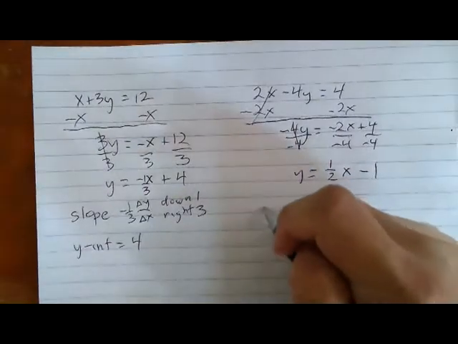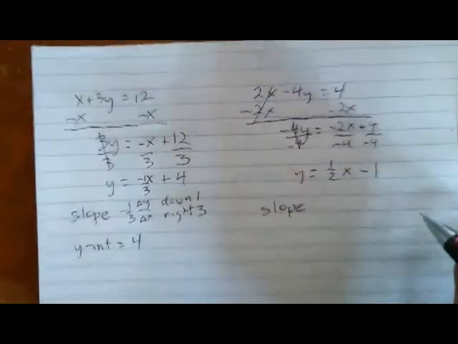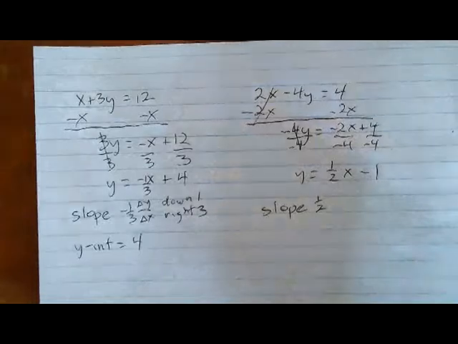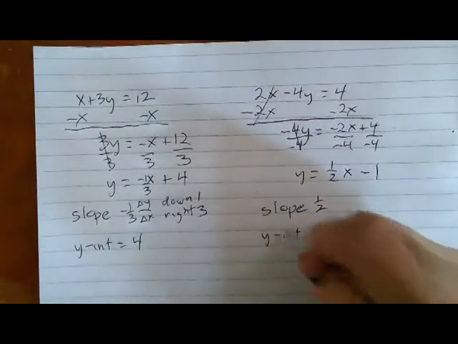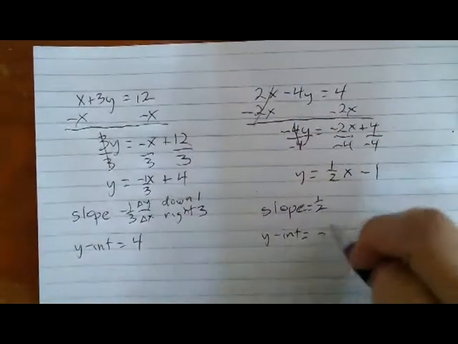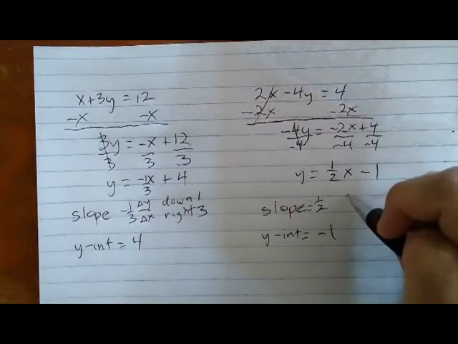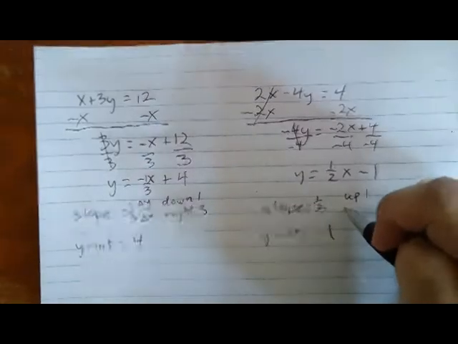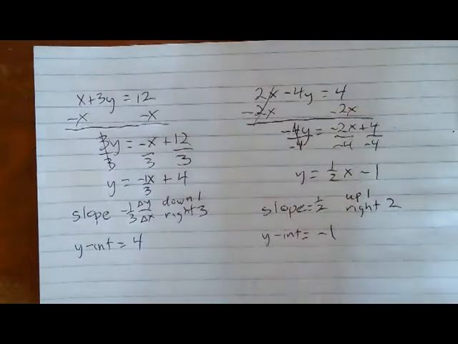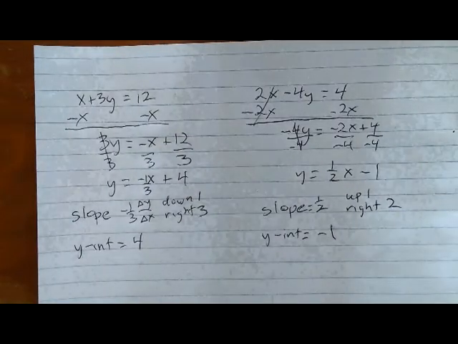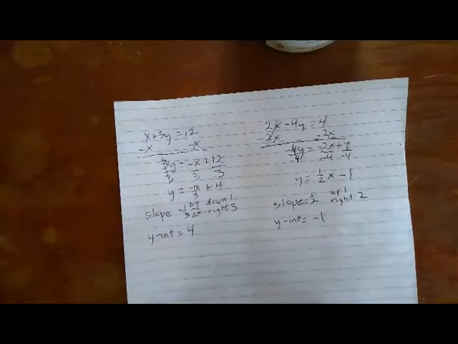Okay, the slope is 1/2. The y-intercept, negative 1. This means to go up 1, right 2. Okay, now let's graph it. We need to see where the 2 lines cross.